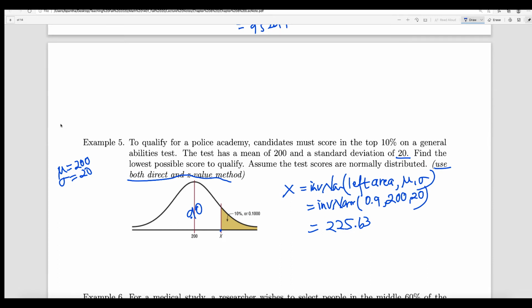So to do by G value method, what you should do is first of all find out the G corresponding to this X. Find out G for the left area 90. So find G for left area 0.9. That is G equals inverse norm, left area is 0.9, right? And then 0, 1. What do you get?